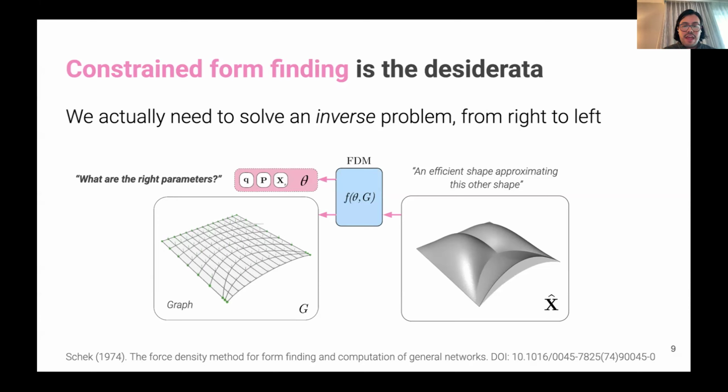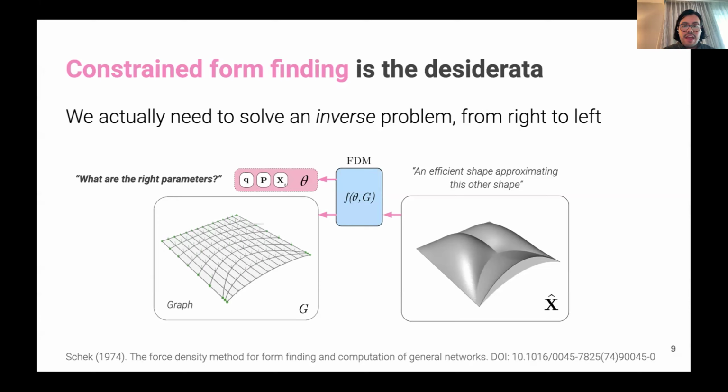What happens under the hood, and I promise this is the only slide I will show math and equations during this presentation. So what we do is that we solve constraint form finding using gradient descent. So to that end, what we do is to formulate and minimize a loss or an objective function iteratively. And what this essentially does is that it's measuring the distance between a shape x1 generated by the force density method and a target shape x hat.